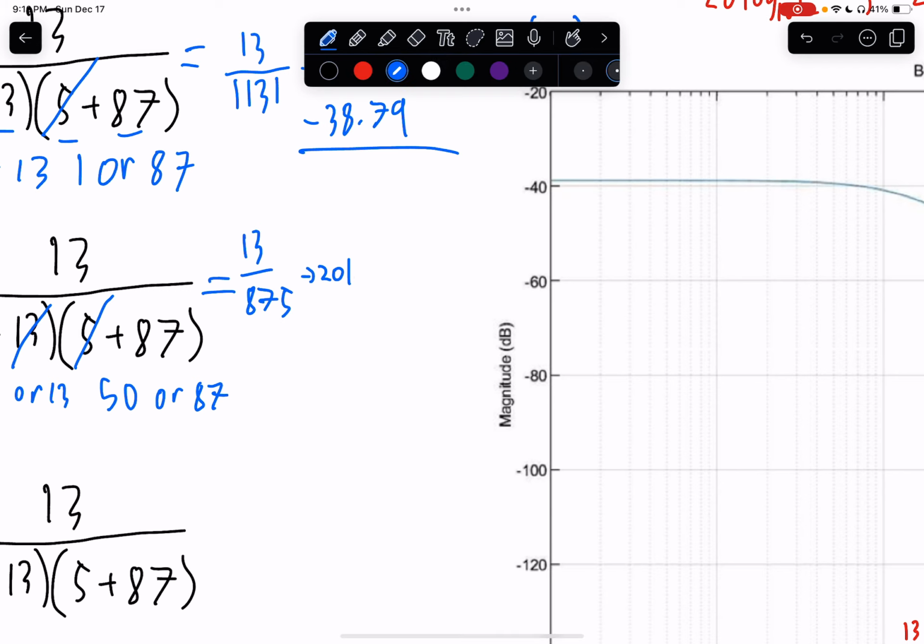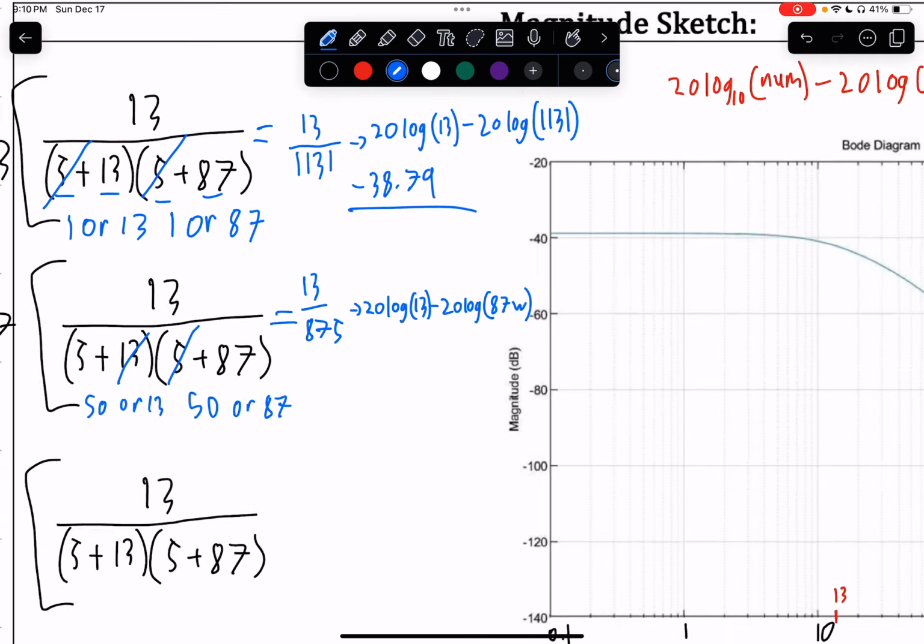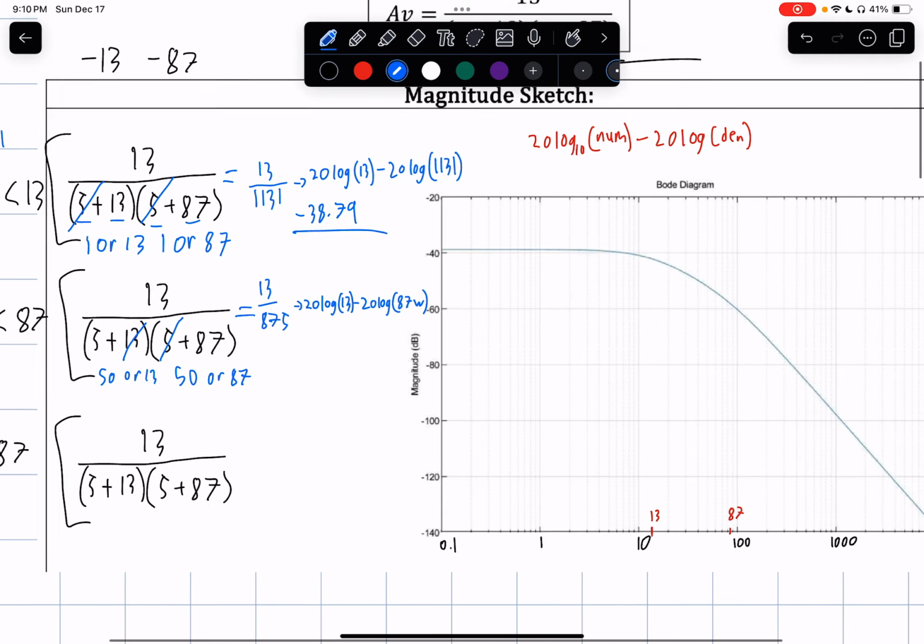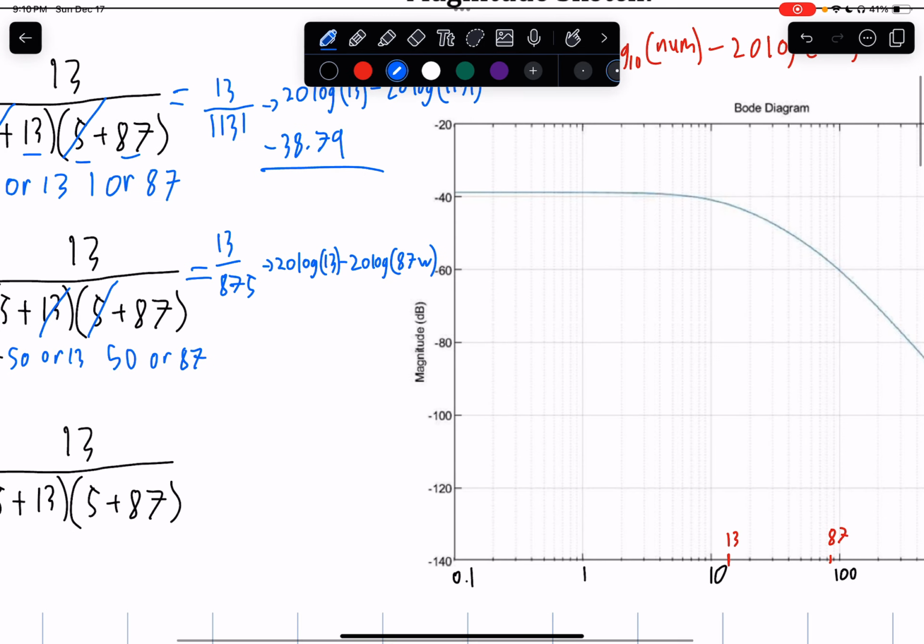20 log of 13 minus 20 log of 87. So now once you get to this point, your S is going to be subbed out for a W. And that won't have any effects on the calculations.